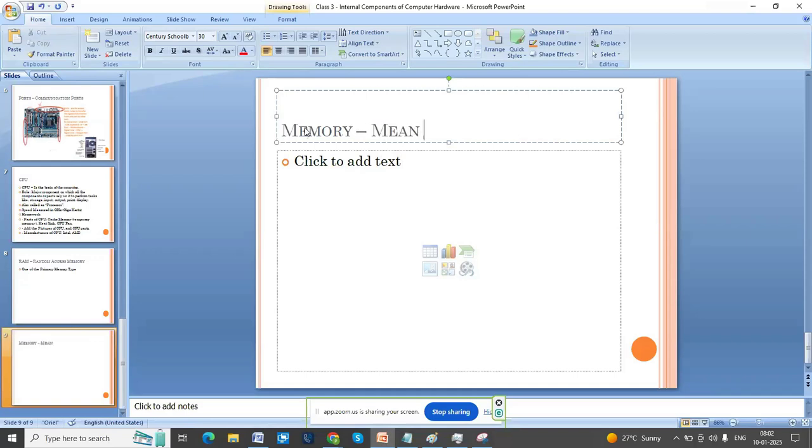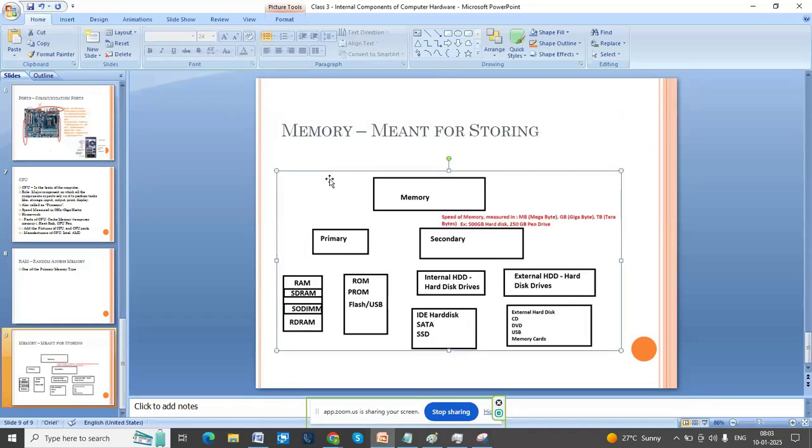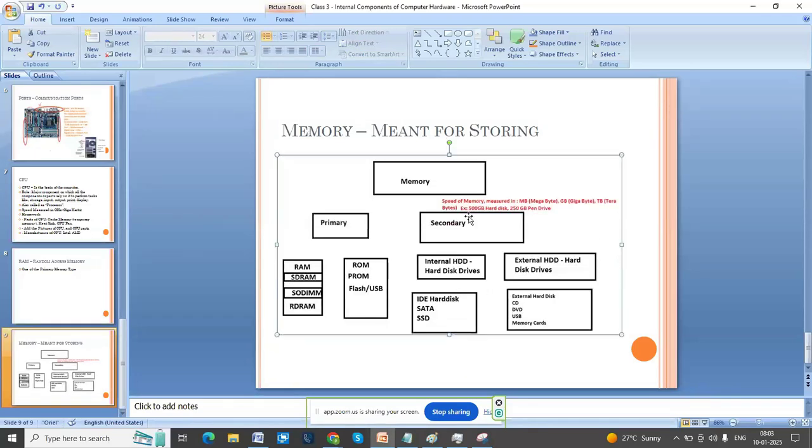Memory is meant for the purpose of storing. Memory is also called storage devices. Examples are IDE, hard disk, SATA. These are all storage devices. A pen drive is also a storage device.